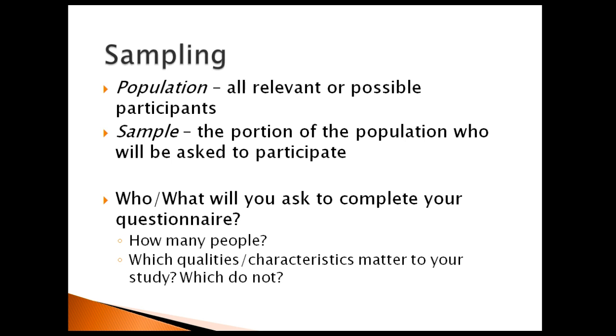So when you think about your study and your questions more precisely, who or what will you ask to complete your questionnaire? Think about things such as how many people? Do you need just one large total number, or do you need to break it down into certain subgroups? Particularly if you have certain qualities or characteristics which matter to your study. Does gender matter to your study? If so, then you probably want to make sure that you have, in fact, a certain number of males and females. If age or grade matters to your study, then you're going to want to make sure you have representatives from both of those or all three of those age groups.